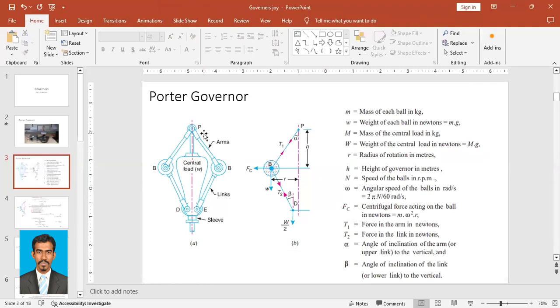So you see the diagram, right? Almost similar to that of the Watt governor. P is the pivot of the arms. There are two arms, and there are two balls B. And there's a sleeve, this is a sleeve, central load. So this sleeve has some weight, that is central load W. So this will be considered as capital W, and the weight of the balls will be considered as small w for the sake of doing numericals.